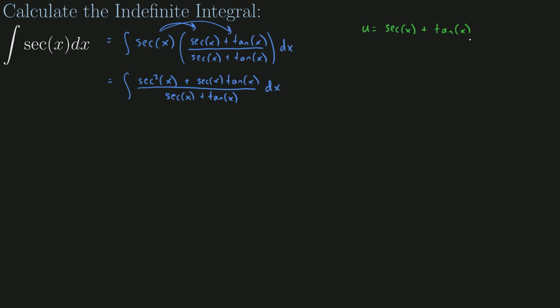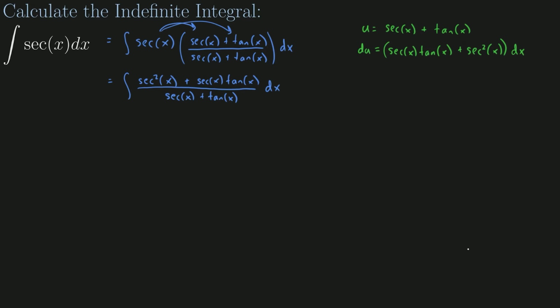And as always, we'll calculate the differential. Du equals the derivative of secant of x, which is secant of x tangent of x. The derivative of tangent of x is secant squared of x. We calculated a differential, so we have to attach dx to the right side of the equation.